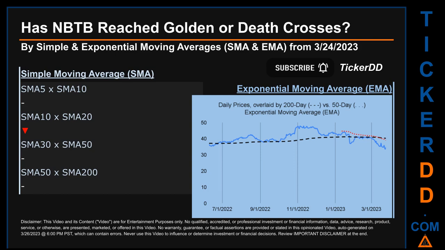Continuing with SMA, we looked across the 5 to 10, the 10 to 20, and the 30 to 50-day ranges to see if golden and death crosses had been reached. We found a death cross signal for the 10 to 20. We could find neither a golden cross nor a death cross signal for the 5 to 10, the 30 to 50, and the 50 to 200.